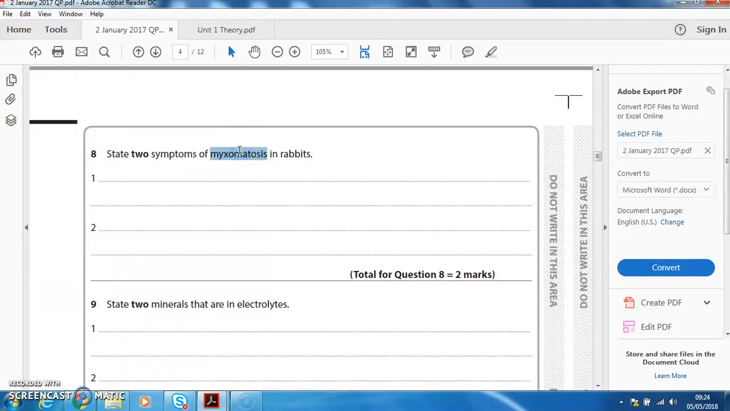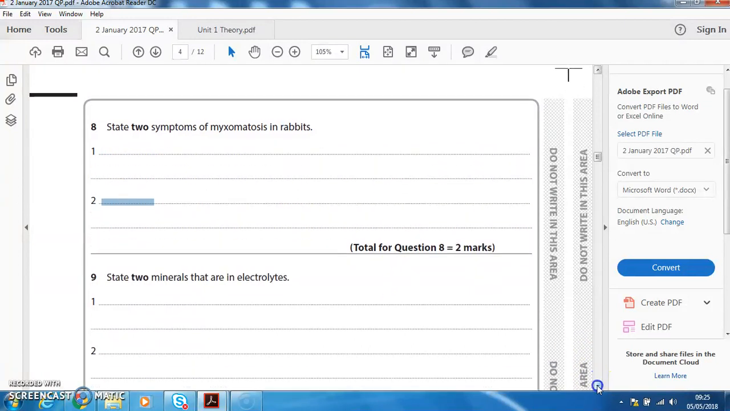Myxomatosis is a virus, often in rabbits, and you get a discharge, that means you get a runniness, runny eyes and runny nose. Myxomatosis.